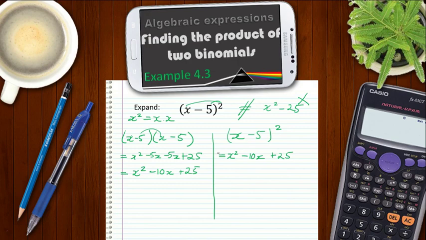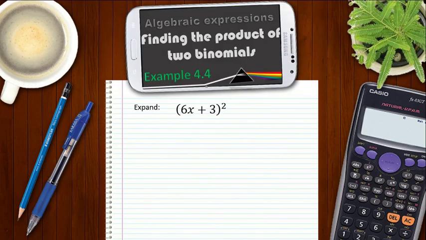So you can use any method you like. For the sake of writing the answers, I'm going to use the short method to save time. Okay, so here we have this example, right? So this example I'm still going to do in both methods.